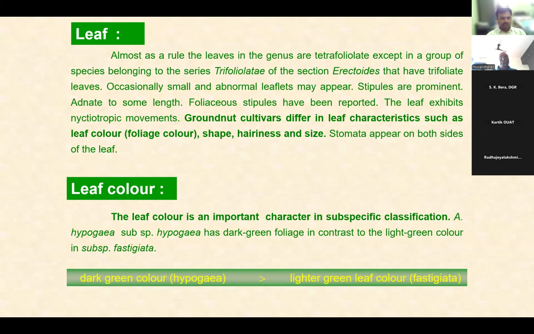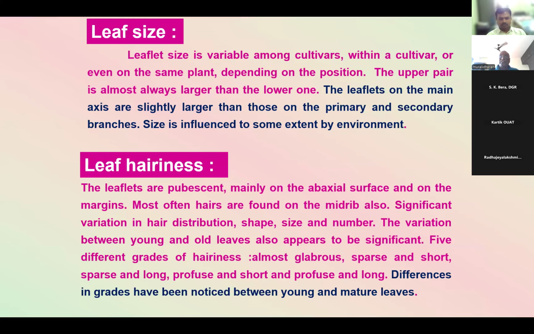Leaf size is also variable among cultivars. This also varies within a cultivar or even on the same plant, depending on the position of the leaflets on the axis, the topmost, and the primary and secondary branches.